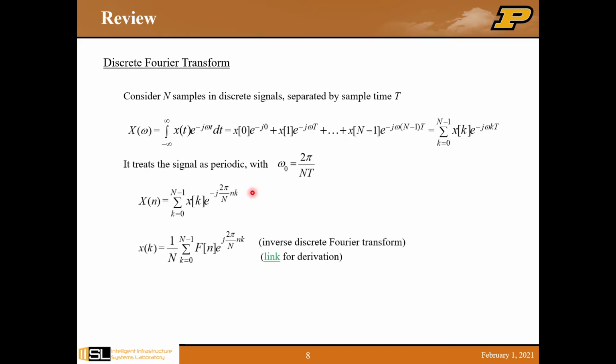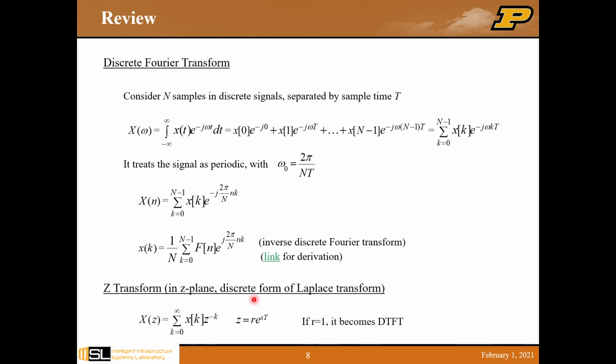It's also based on the assumption that the signal is periodic, with the fundamental frequency omega 0 equal to 2 pi divided by NT. Again, here I show the pair of formulas for the discrete Fourier transform, in terms of x(n), which is projected from the time domain to the frequency domain, and the inverse discrete Fourier transform. For the detailed derivation, I also provide a link here.